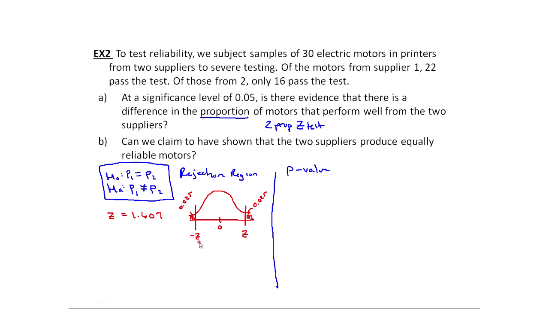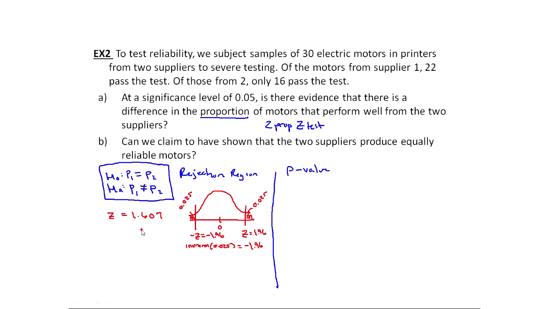Okay, so for z, what I can do is use inverse normal. And so what I want to do is an inverse norm of 0.025, and that'll give me the negative z, and then I'll know what both of my z's are. So if I go to second distribution, inverse norm, and then I put in 0.025, I get a negative 1.96. And so that's my negative z, negative 1.96, and this is 1.96.